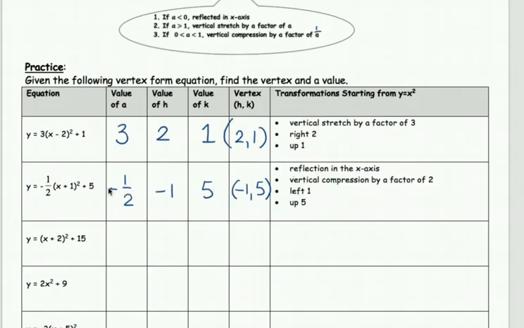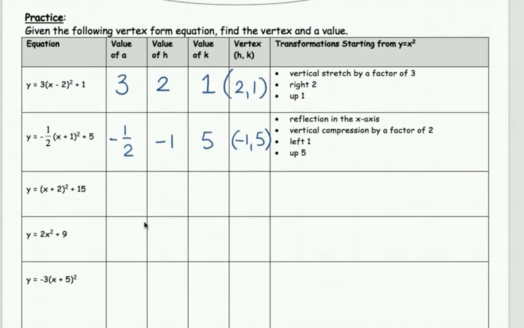Okay, so since a had a negative, that means that there's been a reflection in the x-axis. Okay, so that's just the negative part that we looked at. Then we're looking at the actual value here, the 1/2. So it's a fraction, it's between 0 and 1, so we have a vertical compression. Okay, and then we flip the fraction, by a factor of 2. We know that it was +1 here, so that means it moved left 1, and then it went up 5. Okay, so the vertex is left 1 and up 5, and that's where the new vertex is.